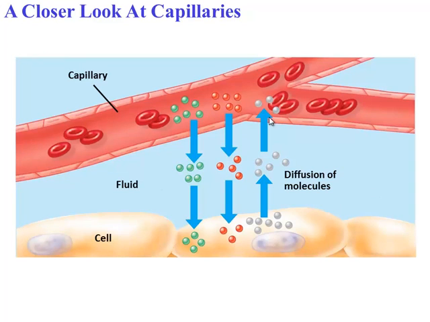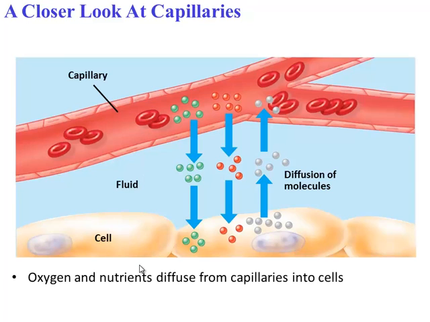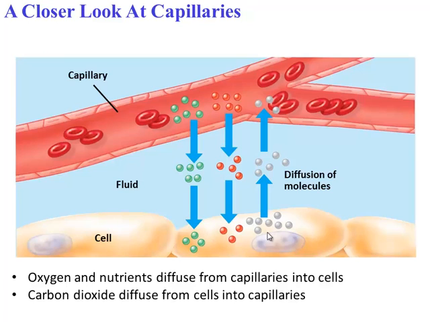Here you can see a capillary, and note that it's very narrow and there's only one cell making up the capillary wall. Materials like oxygen and nutrients are going to be in higher concentration in the blood, so they'll diffuse out of the capillaries and into nearby cells. Meanwhile, a waste product like carbon dioxide will be in higher concentration in the cells, so they will diffuse out of the cells and then into the capillaries.